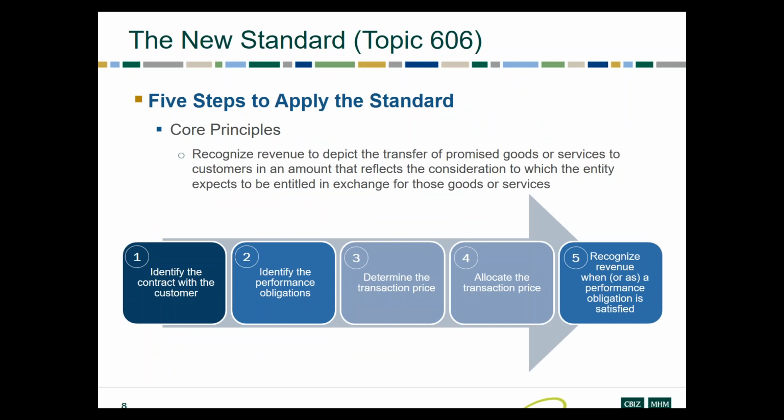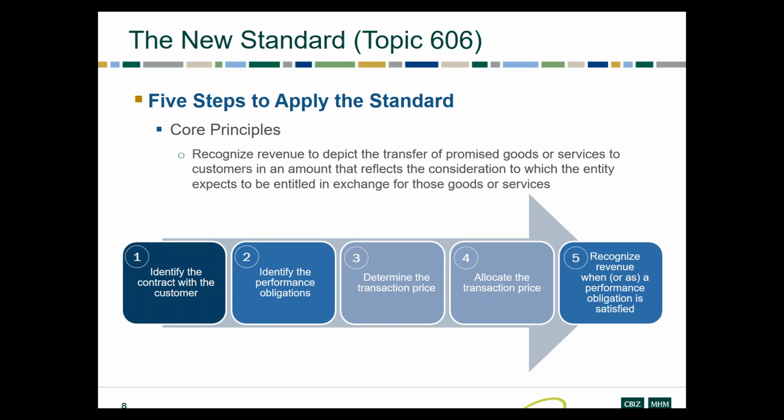On the slide that everybody sees now are the 5 steps and core principles related to the new standard. On the first one, do you have a contract? In order to have a contract, the agreement, whether verbal or written, must be approved by both parties. Both parties must be committed. There must be identifiable rights and obligations under the agreement, and there must be probability of collection. If we're missing any of these, then you need to defer revenue until control is transferred.